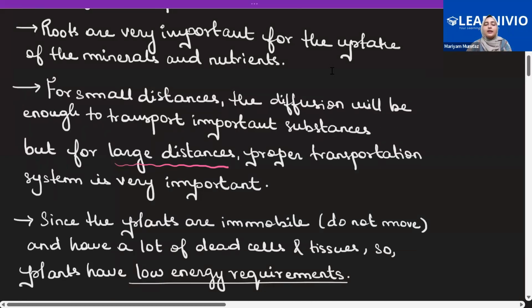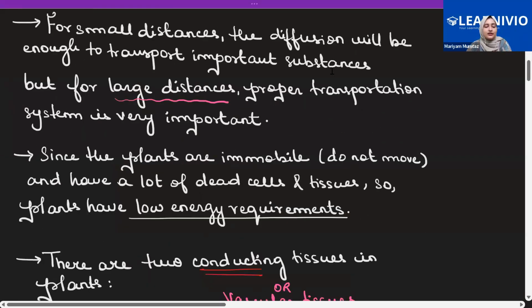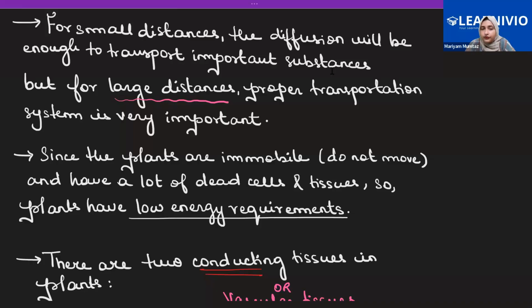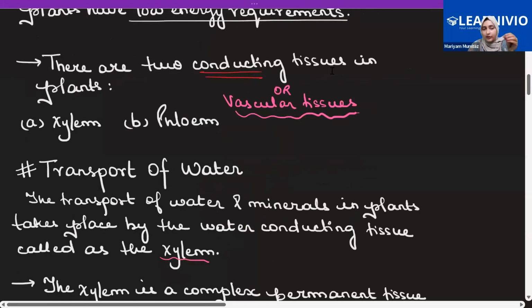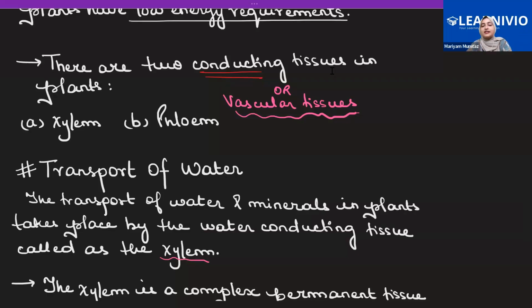Now, you know that plants cannot move from one place to another, so they do not have a lot of energy requirement as such. Since the plants are immobile and they have a lot of dead cells and tissues in them, they do not need energy as much as we or animals do. So for the long distance transportation in plants, there is the presence of conducting tissues. What are the conducting tissues of the plants? Xylem and phloem. Other than calling them the conducting tissues, you can call them the vascular tissues as well.